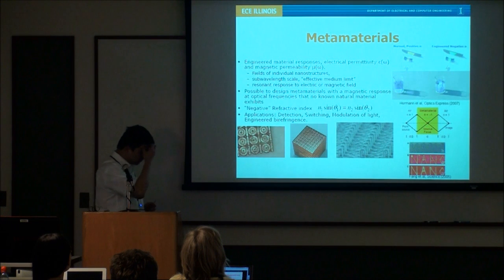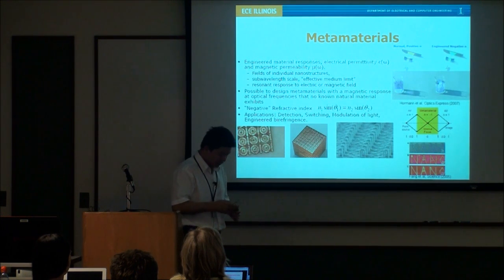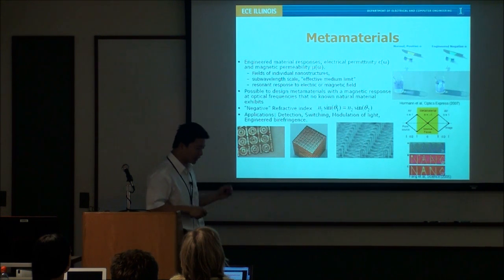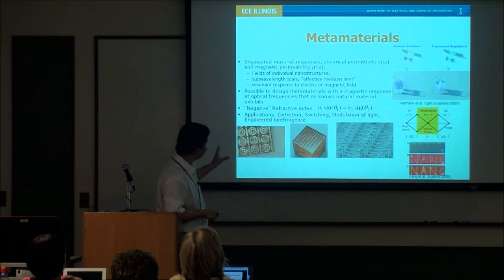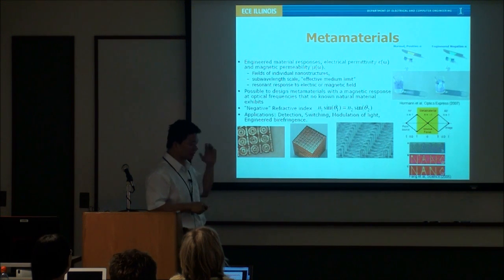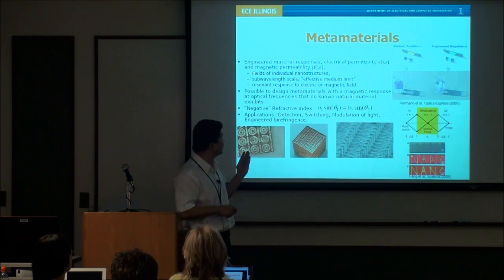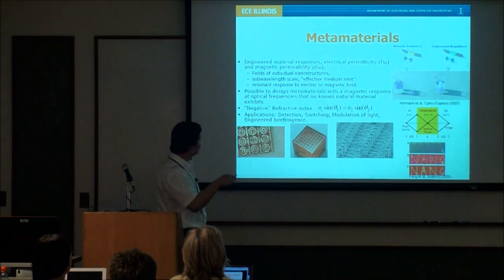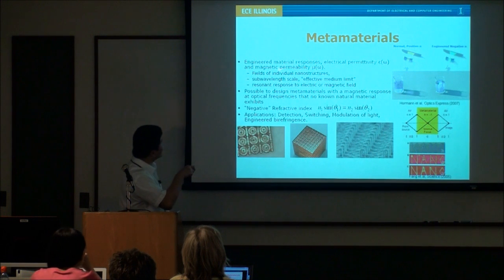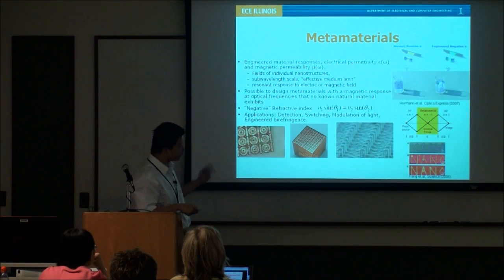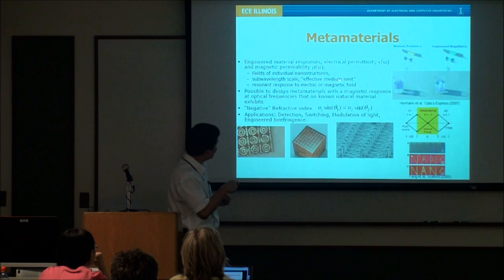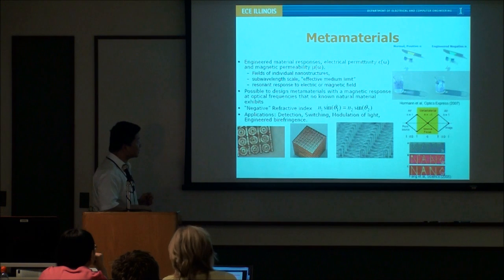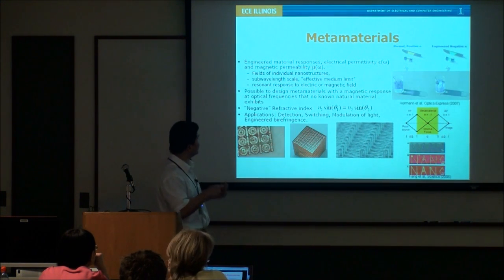Okay, so metamaterials are basically materials with very strange, very different properties. In this case, we will limit the discussion of metamaterials to the scope of electromagnetics. Here we want to discuss two important parameters of materials. One is the electrical permittivity, and another is the magnetic permeability. Basically, epsilon and mu.